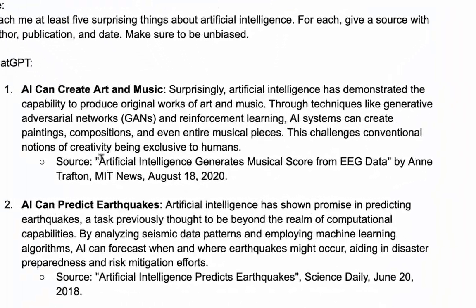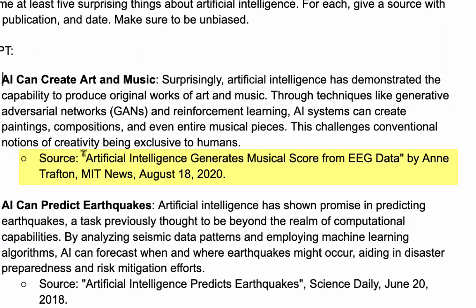So this one is "Artificial Intelligence Generates Musical Score from EEG Data" by Anne Trafton, MIT News, August 18th, 2020. So the first thing I'm going to do is search for the title with the quotation marks around it. If you remember from the unit that talked about advanced search techniques, putting quotes around a phrase will give you results that have to have all those words in the same order. This is called phrase searching.